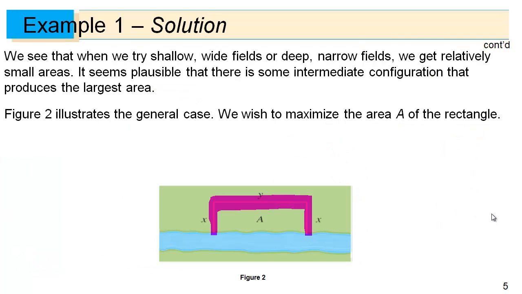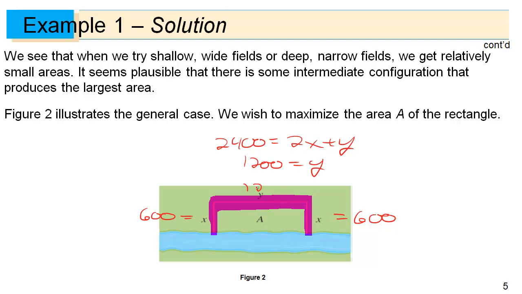So if you go back up to your picture, this is going to equal 600. This is going to equal 600. And if we know 2400 equals 2x plus y, then 1200 has to equal the y, the leftover. And there's the dimensions of our rectangle. And we didn't even have to do any calculus whatsoever.